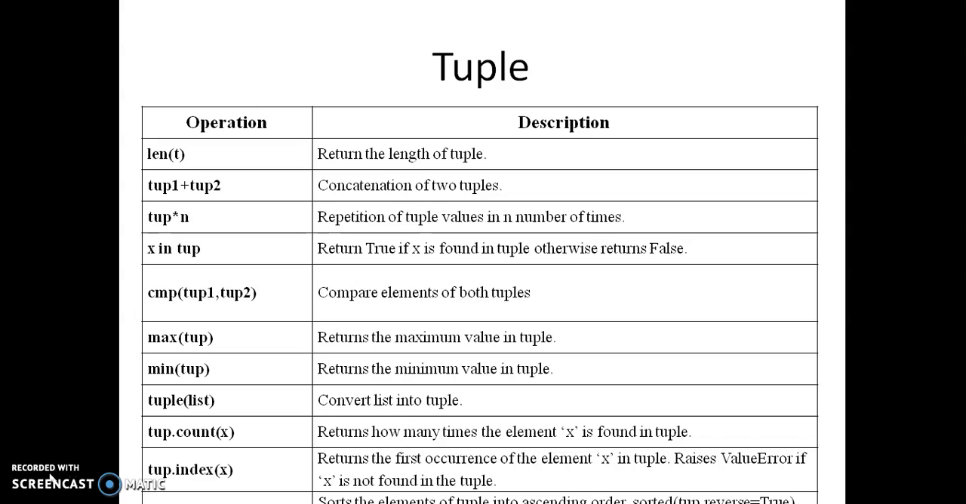Next function is the sorted function. You can use this on any type of data structure. Sorted of, within the brackets, the data structure name. It sorts the elements of the data structure and returns the sorted elements.